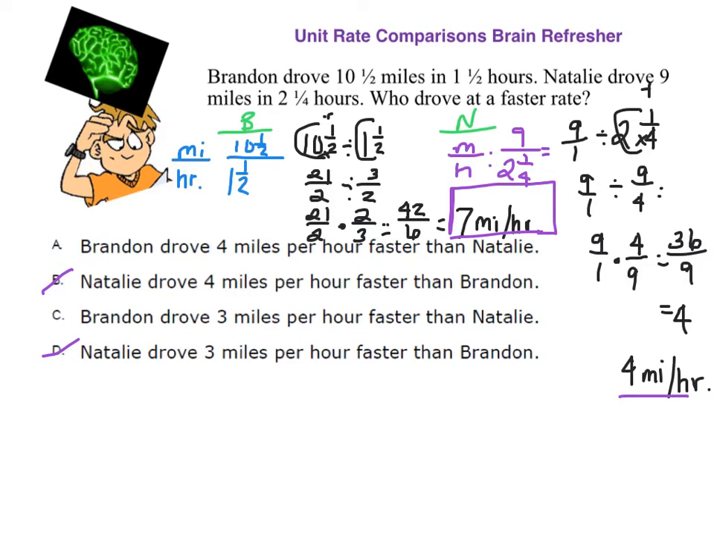Now I need to know how much faster he was going. So Brandon drove either 4 miles per hour faster or 3 miles per hour faster. In order to figure out how much more, we need to subtract. So he was driving 7 miles per hour. She was driving 4. So he was driving 3 miles faster. So our answer is C. When we're talking about faster rates, the larger number is what we want. That means you go farther in the same amount of time.